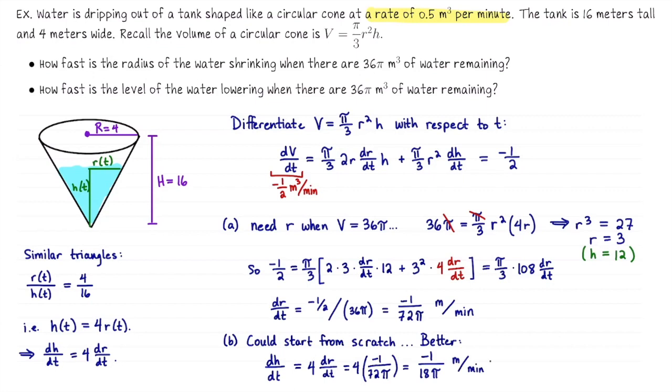Notice both dr/dt and dh/dt are negative because as the water drains out of the tank, they're shrinking. Volume is a three-dimensional measurement here, so it makes sense to say dV/dt is meters cubed per minute, whereas r and h are one-dimensional measurements, so dr/dt and dh/dt are meters per minute.